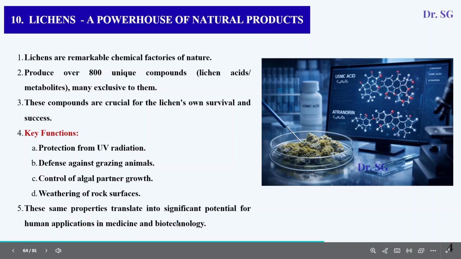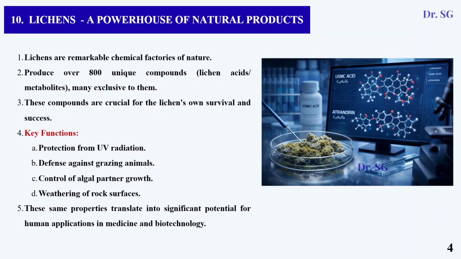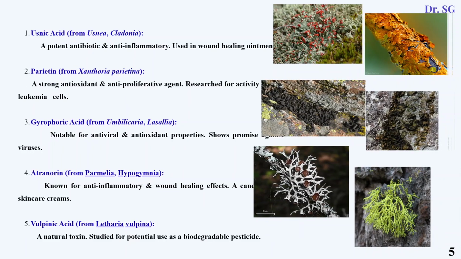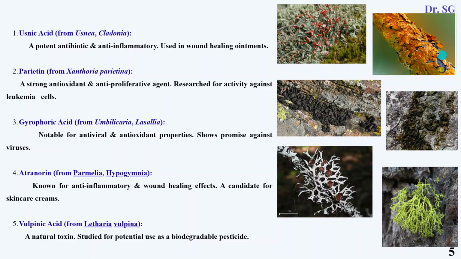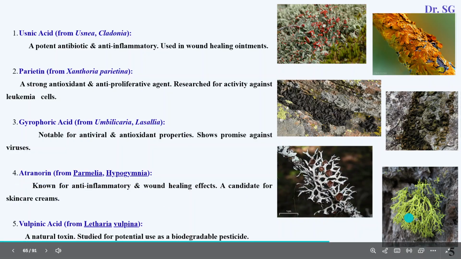These same properties translate into significant potential for human applications in medical biotechnology also. Usnea produces usnic acid, as well as Cladonia. So this is Usnea and this is Cladonia. And parietin, this is from Xanthoria parietina. So a strong antioxidant and anti-proliferating agent, which is researched for its activity against leukemia cells, which you can see here, these two. And gyrophoric acid from Umbilicaria, so this is Umbilicaria, and atranorin from Parmelia and Hypogymnia. So this is Hypogymnia.